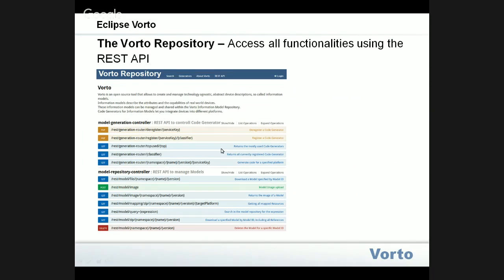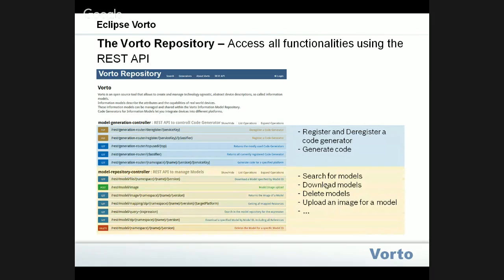But we also added an easy-to-use REST interface here. And this REST interface allows a lot more functionalities than it did before, because, of course, you again can search models, download models, delete models if you have the corresponding privileges. You can upload images, and these points here are new. You can register and deregister code generators, and you can also generate code.